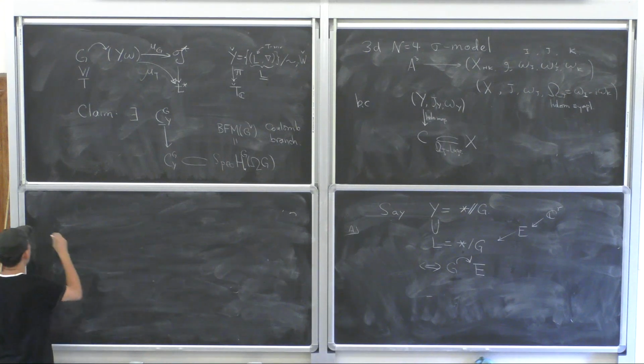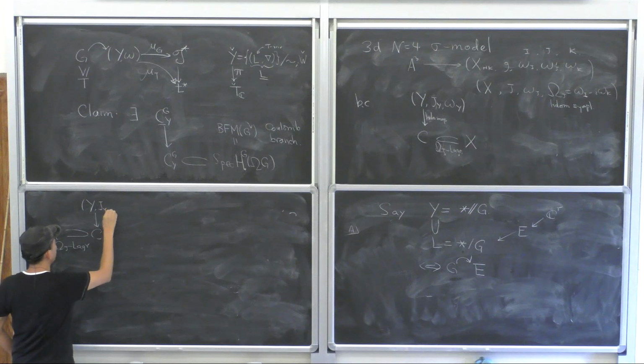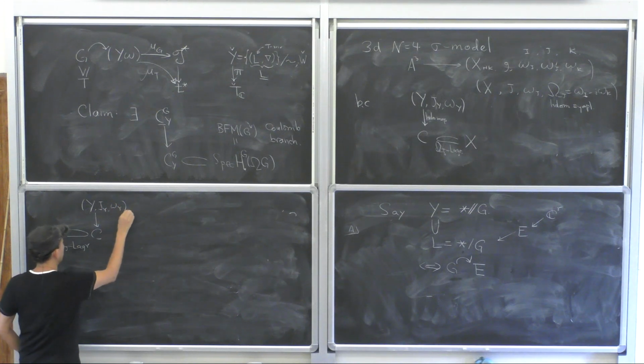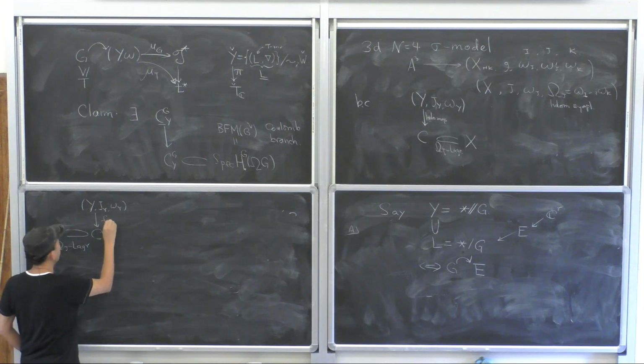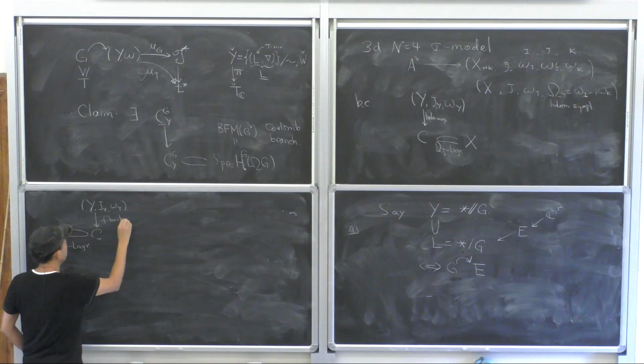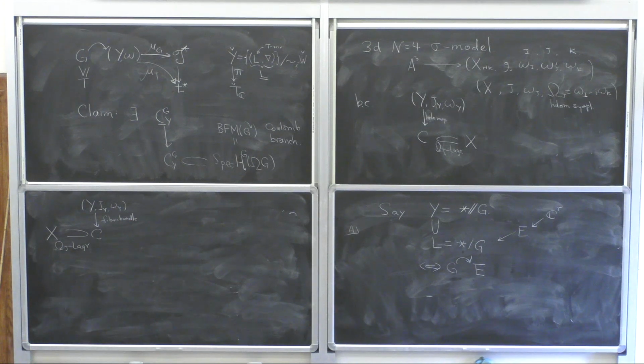So given this X, you get this complex Lagrangian. This is Y, J, Y, omega Y. Let's, for simplicity, assume that this is just a fiber bundle, topologically a fiber bundle. I mean, the map is smooth. No singular fiber in this case. So you can view it in the two.